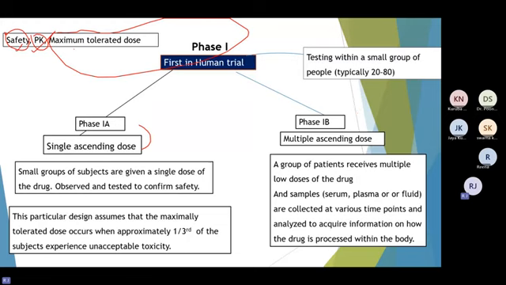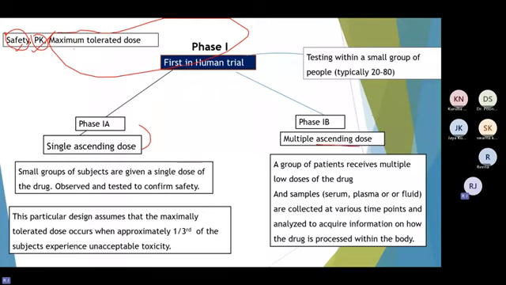Generally, people will understand phase one, then phase two, then phase three, but every step is not that simple. Okay, it has many further baby steps. So we have to learn each step. So phase one is divided into two parts: phase 1A and phase 1B. Phase 1A is called single ascending dose study, and phase 1B is called multiple ascending dose study. We try to learn with the help of an example.